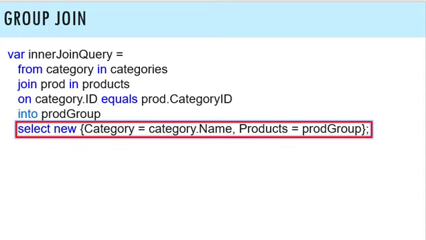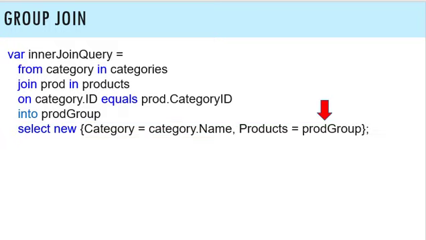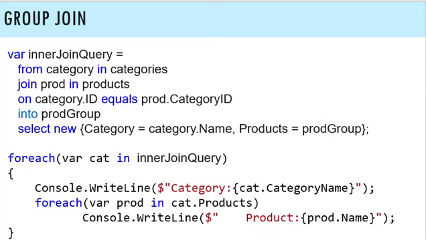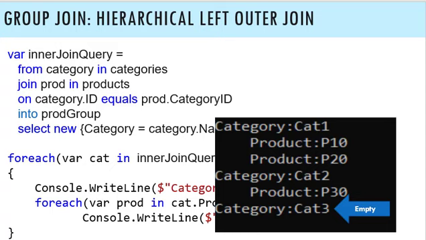The select command is used to produce new anonymous objects. Note, the prod group collection is assigned to the products property. You will need two loops to iterate through the result. The outer loop iterates through the categories, and the inner loop iterates through the products under each category. If you see cat3, it has an empty product list, but it is still included in the result. So you can say it is kind of a left outer join, but it is in hierarchical form.